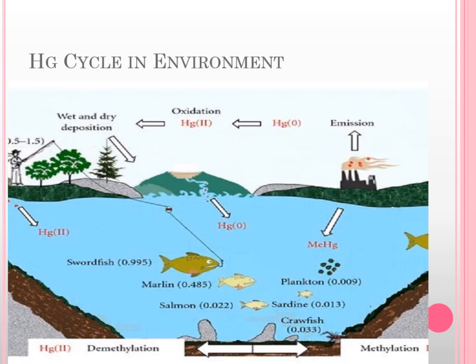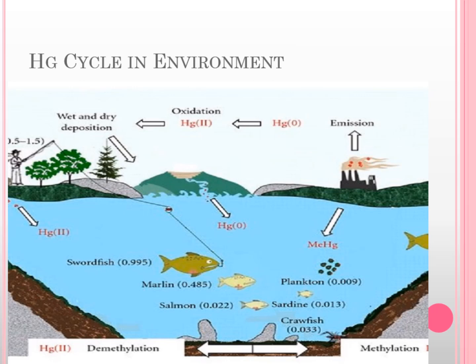This figure shows the mercury cycle in the environment, how mercury is moving in the various segments of the environment. You can see in this figure the mercury from the power plants. There is a combustion of fossil fuels. The elemental mercury is emitted from the combustion of fossil fuels in the power plants, and also from volcanic eruptions. The elemental mercury is emitted in the atmosphere, in the air, from these two sources.